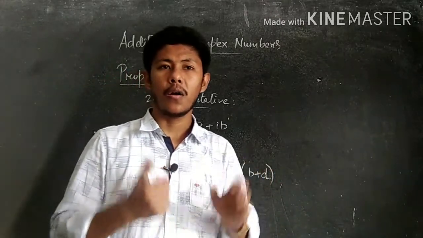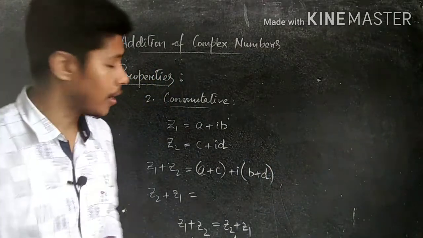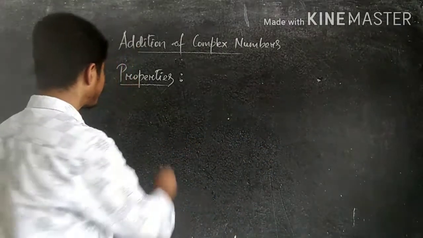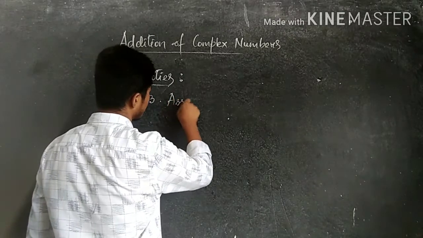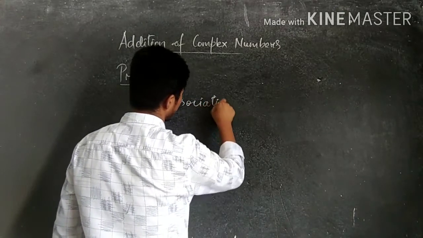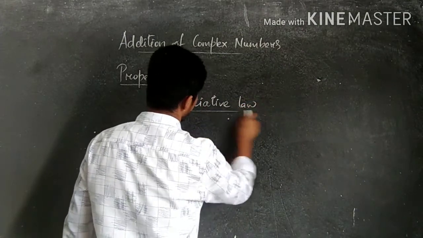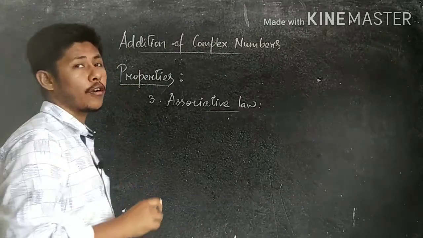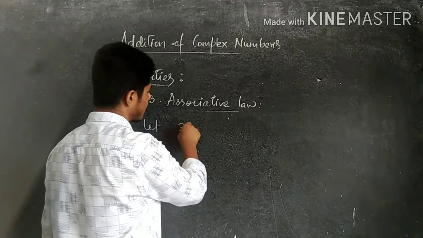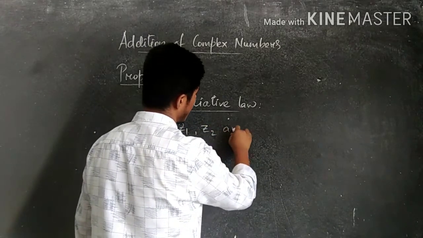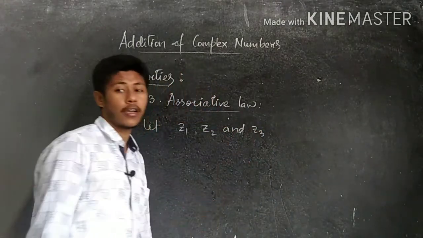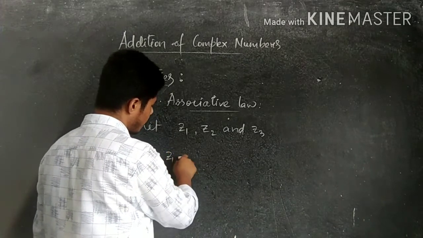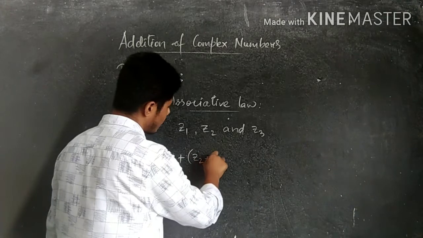Is it clear? Okay. Now after that, the third property is the associative law. In this case we have to consider three complex numbers. So suppose we consider three complex numbers: Z1, another one Z2, and the third one, suppose Z3. Three complex numbers we have to consider. So now in this case, in case of addition, suppose we write in this way: Z2 plus Z3.